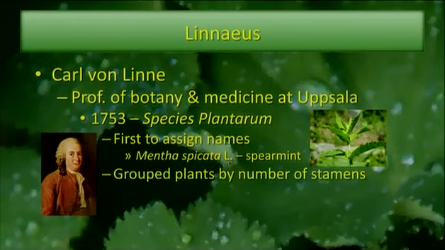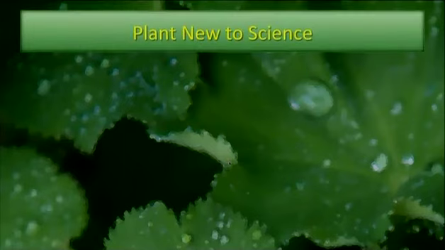Now, what he did too is he grouped plants by the number of stamens. He called it his sexual system. He grouped plants into 24 classes. But this was an artificial system. He'd group all plants that had 5 stamens into one class, and another group by 6 stamens into another class. So this was an artificial system that did not really reflect natural groupings.